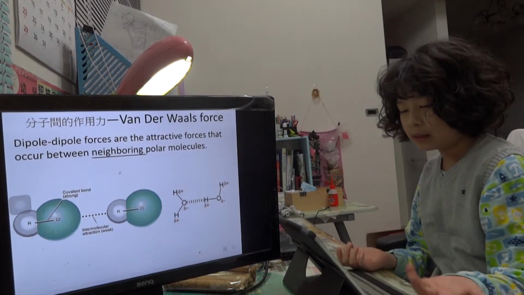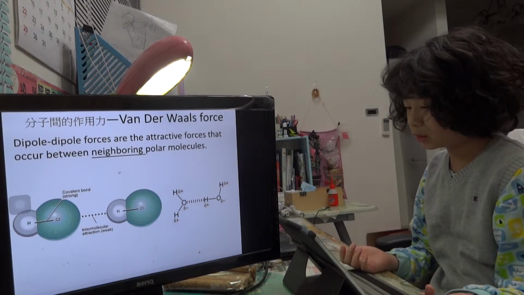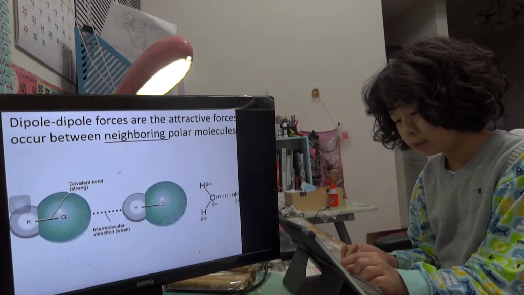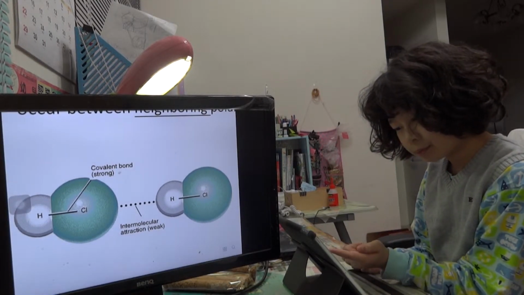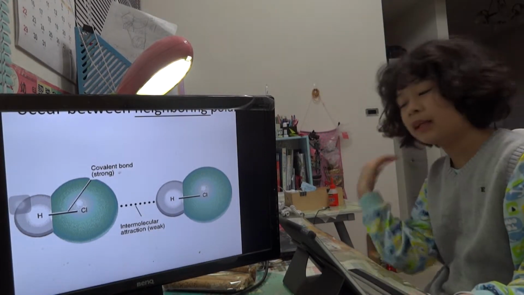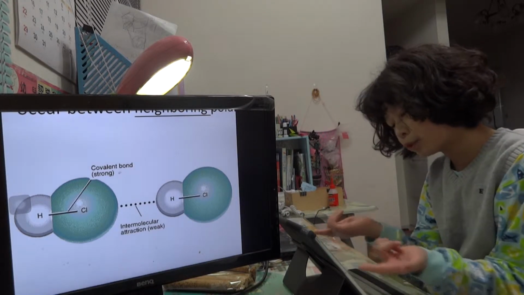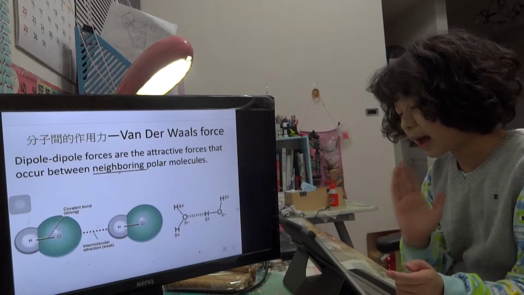Dipole-dipole force is when two polar molecules, like this one, attract each other because one place is slightly positive and one place is slightly negative, like this. So this is called hydrogen bonding.